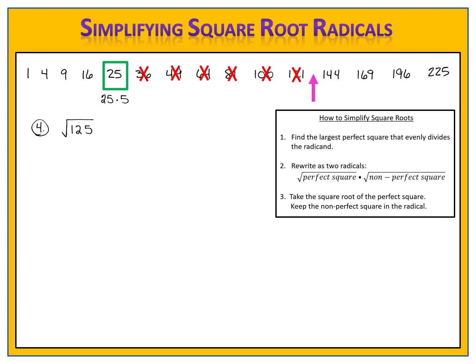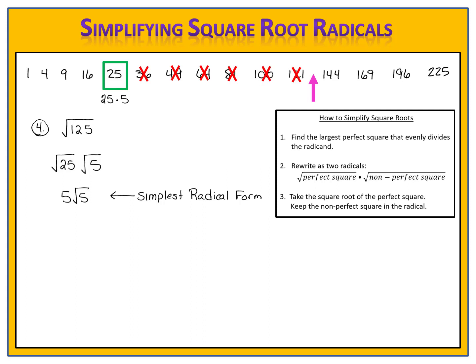We rewrite the single 125 in the square root as two radicals, square root of 25 times the square root of 5. The square root of 25 is 5, and we keep the other square root of 5. 5 square roots of 5 is the simplest radical form.